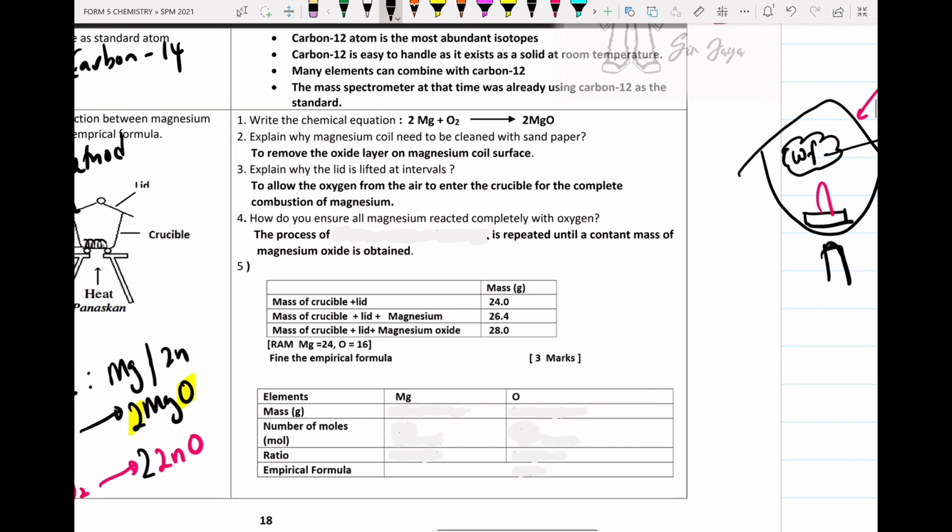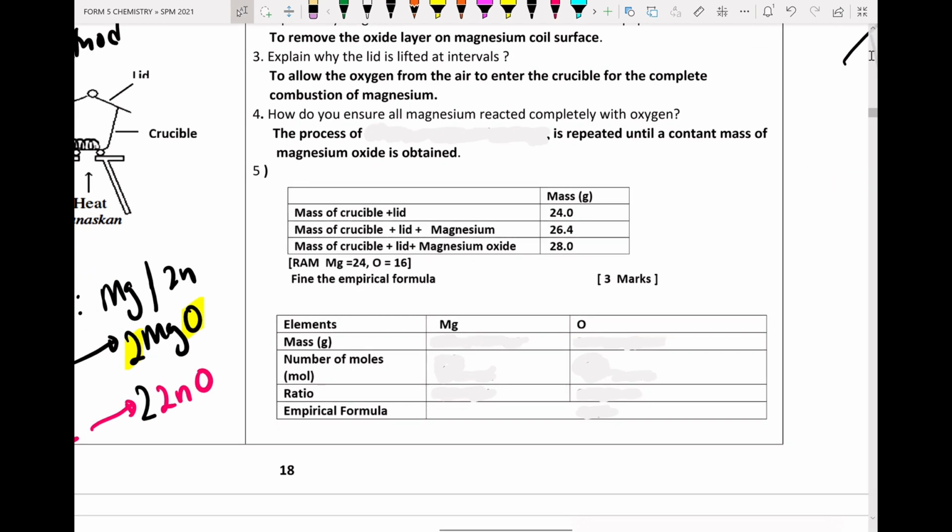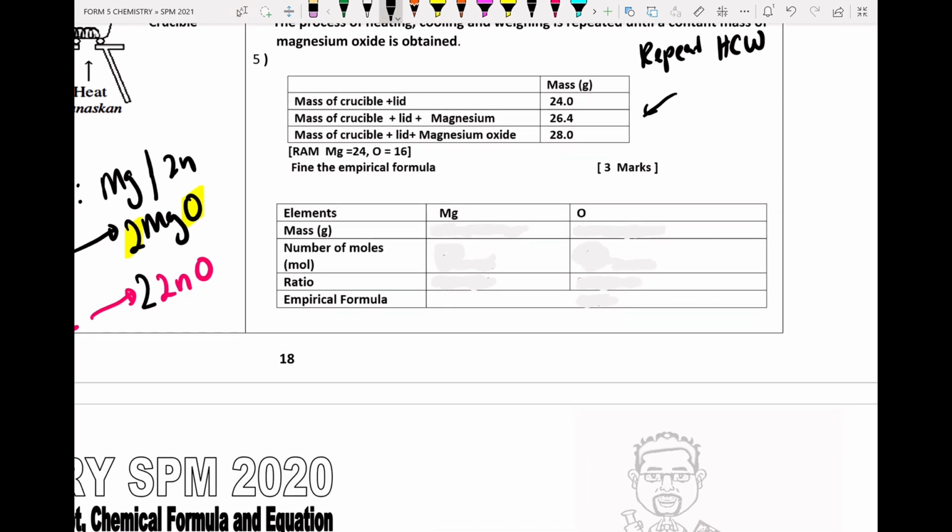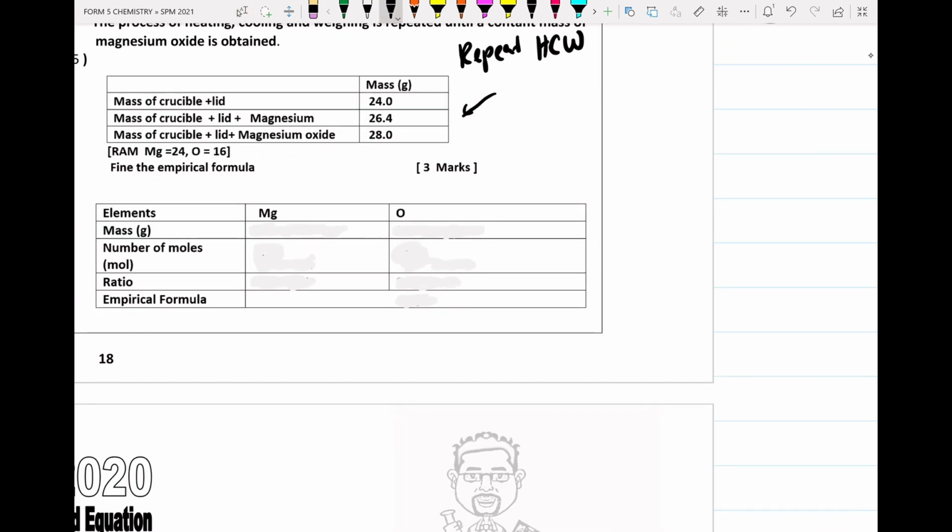Please remember. And how do you ensure all magnesium is reacted completely? Always remember, when they ask for reacted completely, repeat the HCW process. What is the HCW process? The process of heating, cooling, and weighing is repeated until a constant mass of magnesium oxide is obtained. And the table and the findings are given. All right. So if this is given to us, they ask another question: state the observation in this experiment.